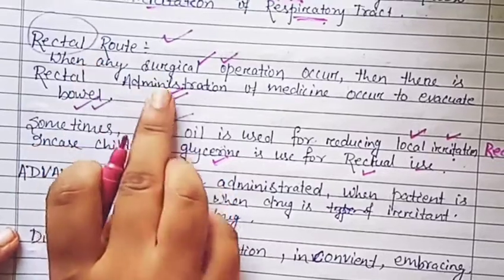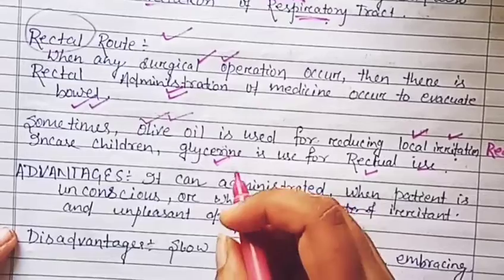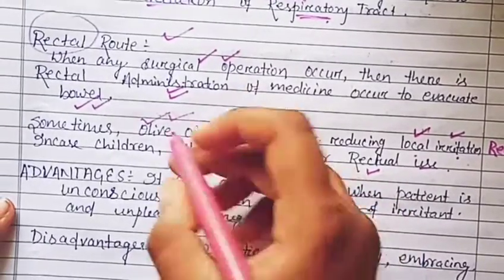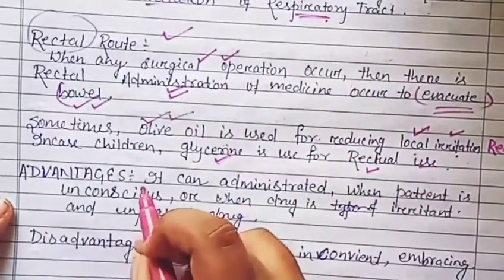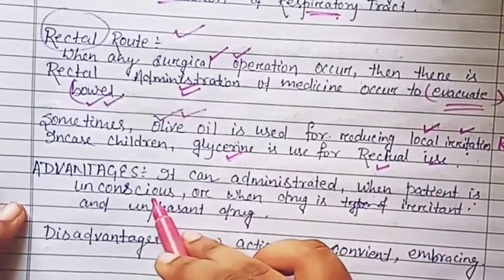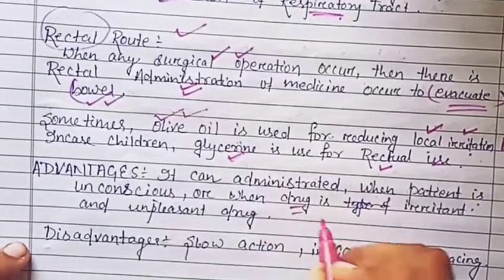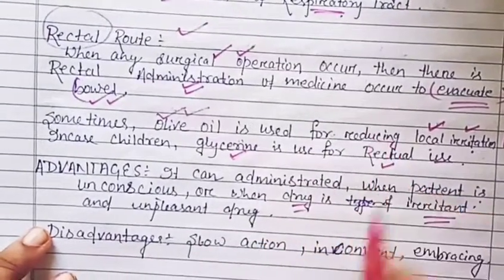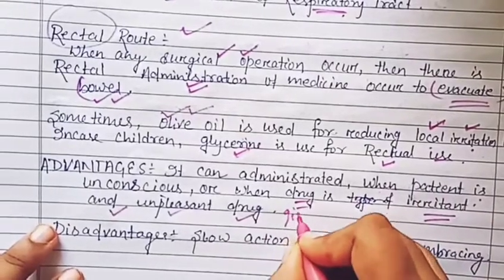The rectal route can be used in an unconscious person also, because it does not require any consciousness, and it is very important in bowel evacuation. That is the important point you should remember. What are the advantages? It can be administered when the person is unconscious, and if a drug is irritant in nature, or any unpleasant drug, we can also give it through the rectal route.